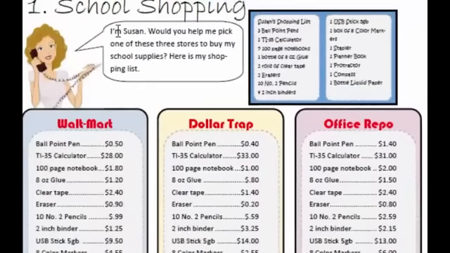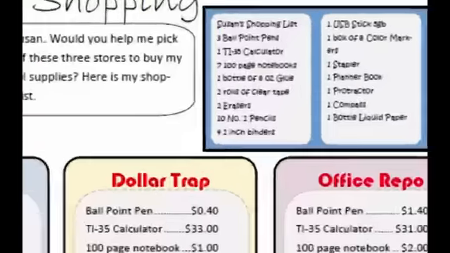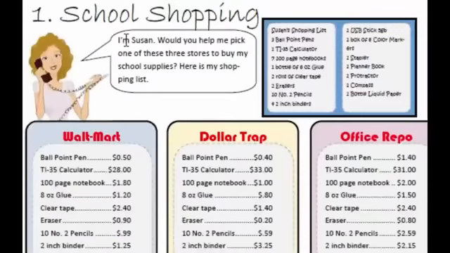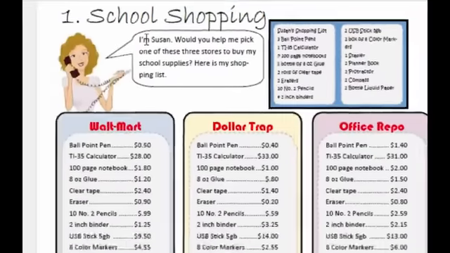Each price is listed below, and then the number of items that she would like to buy are listed on her shopping list. So for instance, 3 ballpoint pens. At Walmart, it's going to cost her 3 times 50 cents, or $1.50. Now this is a large, complicated shopping list with many items, so this is a perfect way to solve a problem using an Excel spreadsheet.